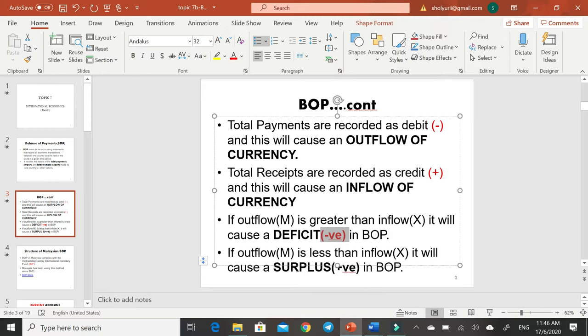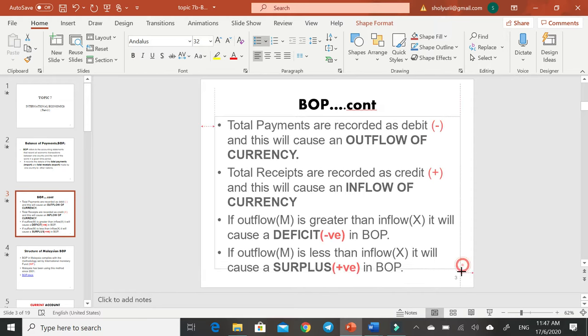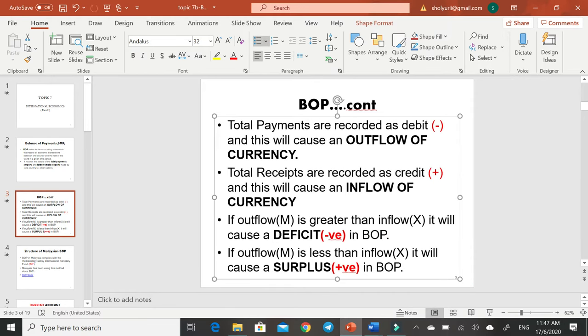Okay, hutang. Alright. While on the other hand, if the outflow is less than the inflow, okay, maksudnya export kita lebih besar daripada import, it will cause a surplus of BOP. Meaning that balance of payment kita akan record nilai yang positif. We have positive BOP, meaning that we gain income from our international trade. We got profit. Okay.